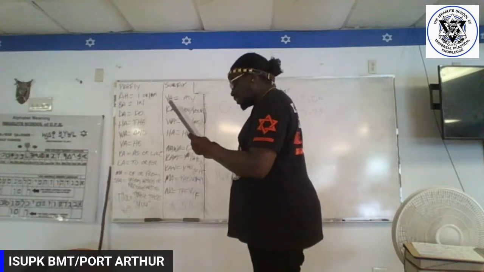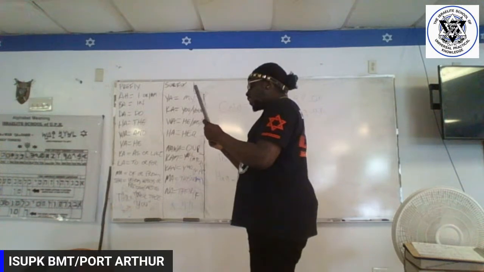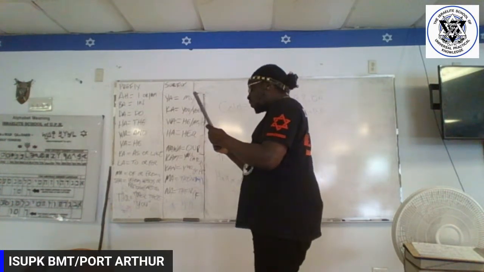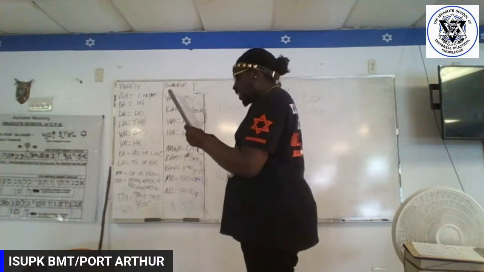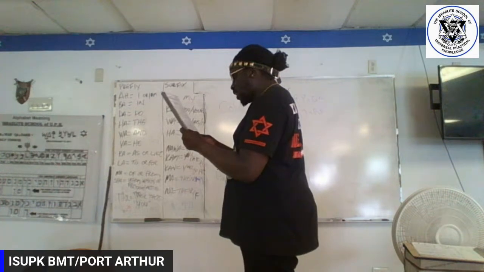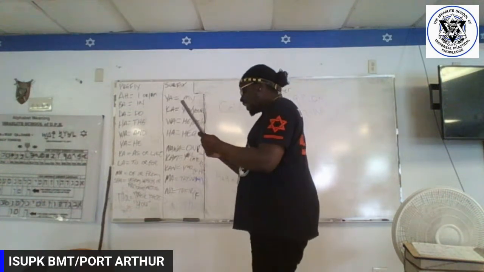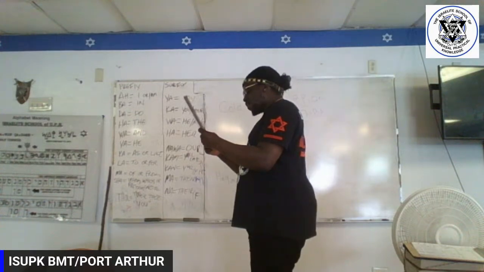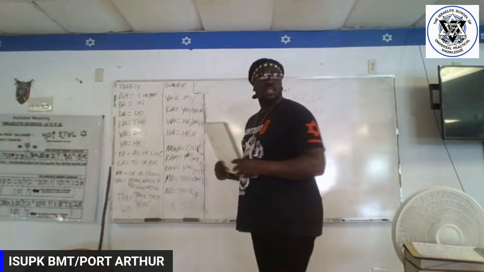This is in the English. Our Father, which art in heaven, hallowed be thy name. Yahweh, thy kingdom come, thy will be done in earth as it is in heaven. Give us this day our daily bread, and forgive us our debts, as we forgive our debtors. And lead us not into temptation, but deliver us from evil. For thine is the kingdom, the power, and the glory forever, so be it.